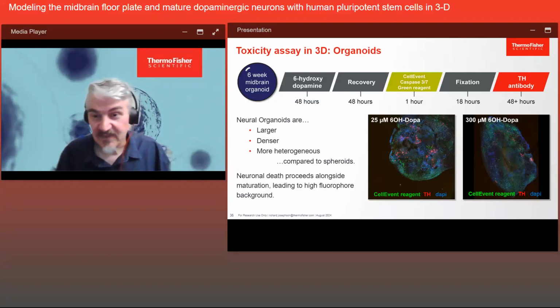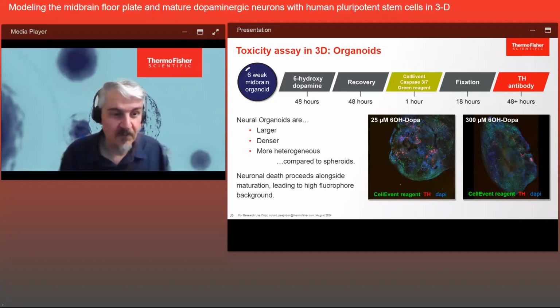So we're left with either relying on the TH antibody to try to count surviving dopaminergic neurons. And you can see there are more here at 25 micromolar than there are at 300 micromolar. Or try to co-localize the green dye of the caspase probe with the TH staining. But the other issue that we have is the numbers of TH positive neurons still vary quite a bit from organoid to organoid. So we don't have an even baseline.